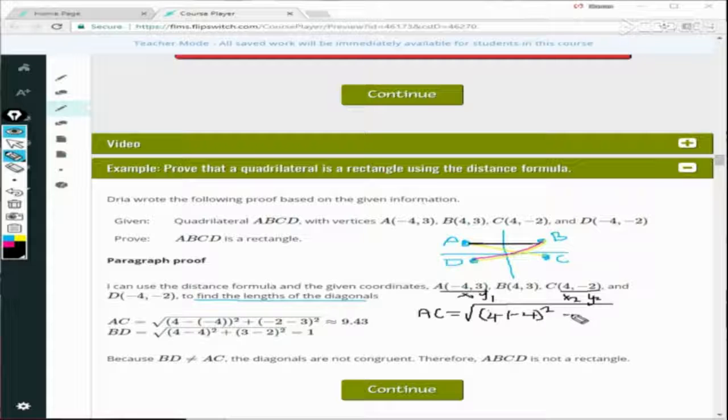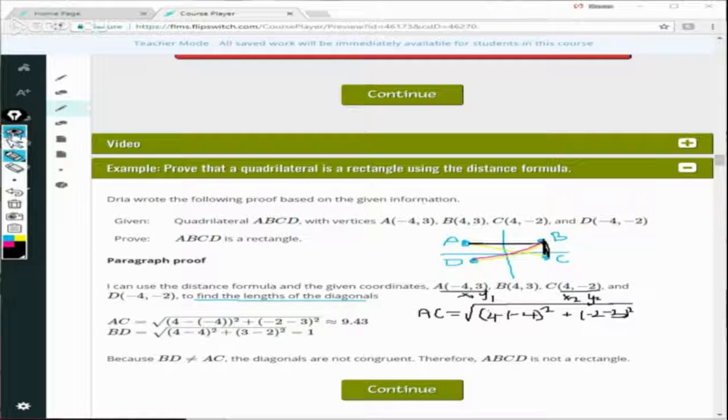Squared, plus, okay, now they want to find the vertical distance. So that's why they take y2 and subtract y1. It's finding a distance. Negative 2 minus 3. And that quantity is squared.